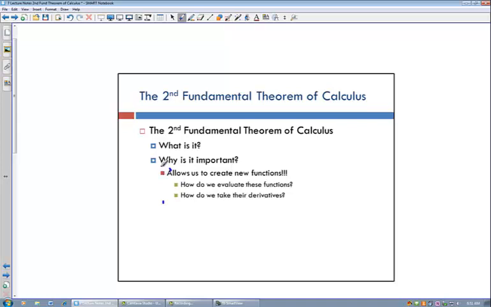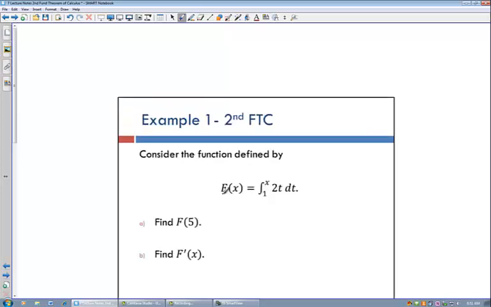And I already kind of alluded to the fact that you're able to make these new functions that did not exist before. And we want to answer two little questions here. One, how do we evaluate these functions? And two, how do we take their derivatives? It's actually really quite simple, because the fundamental theorem tells you how to take their derivatives. Let's look at an example.